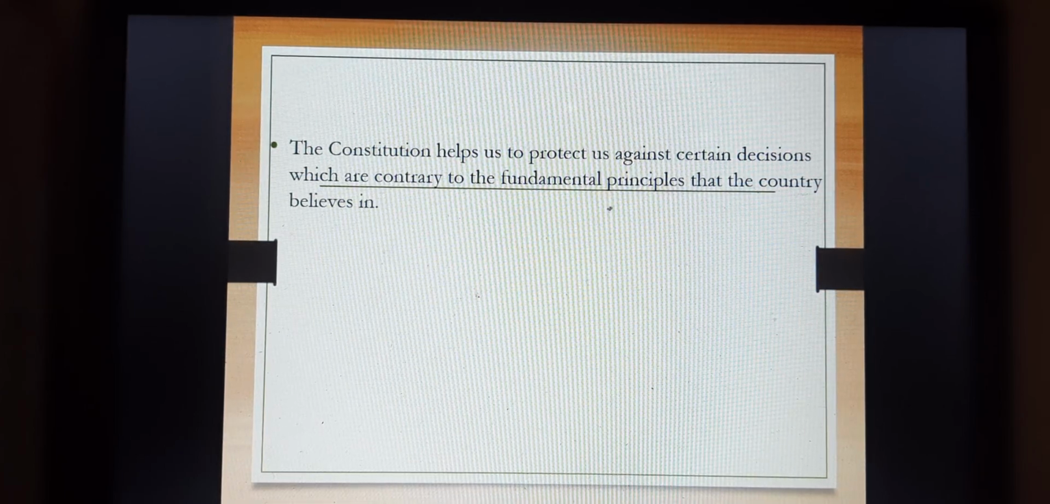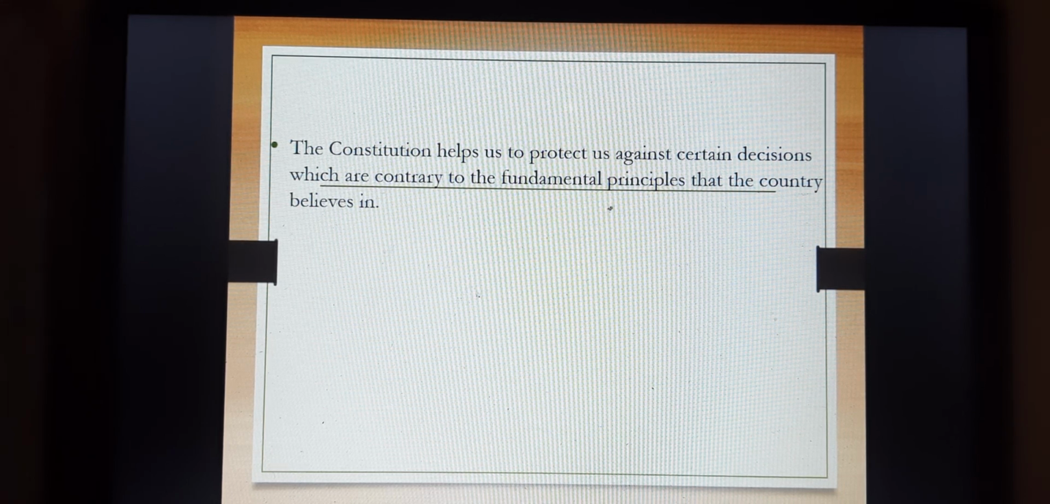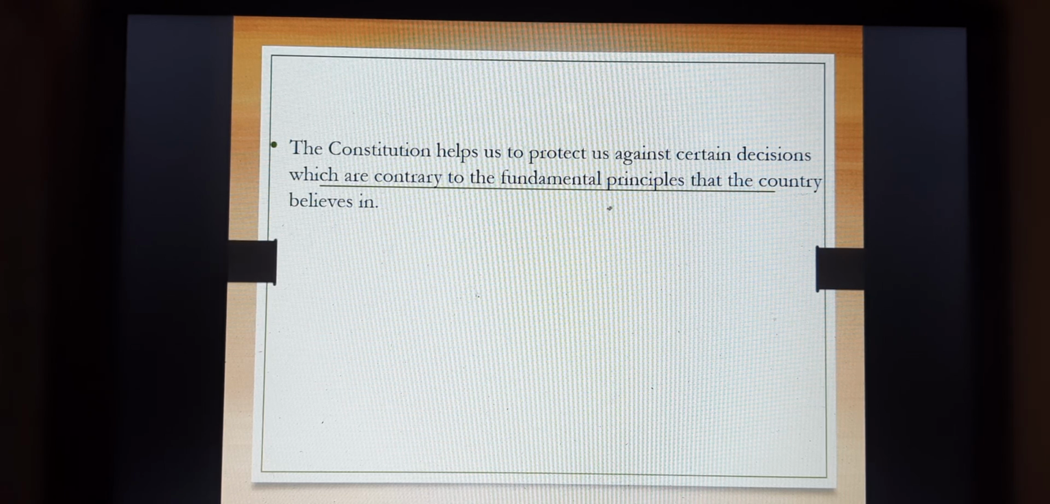The Constitution helps us to protect us against certain decisions which are contrary to the fundamental principles that the country believes in. So Constitution also helps to protect us against certain decisions. So government cannot take any decisions against us, or any decision cannot be taken which will harm the fundamental principles of the country or the fundamental rights and duties of the citizens of the country.